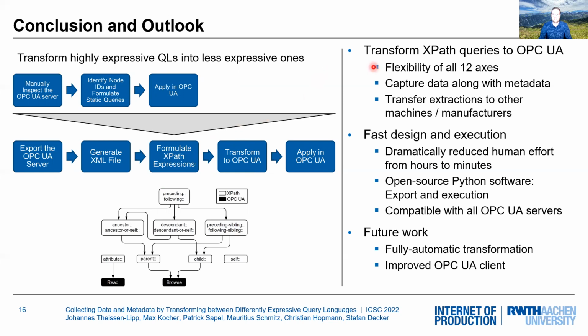And we support all 12 axes in XPath, so we have full compatibility here that allows people to flexibly capture data along with valuable metadata such as units, value ranges, data types, and so on. And it makes it very easy to actually transfer existing data extractions to other machines or especially other manufacturers as well.